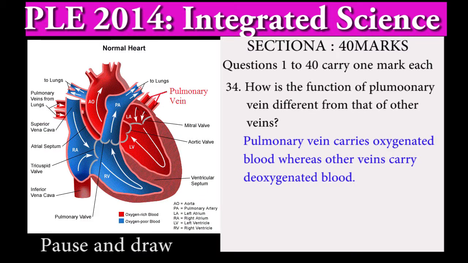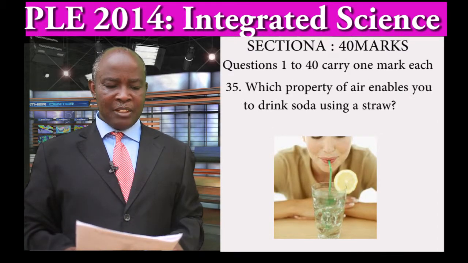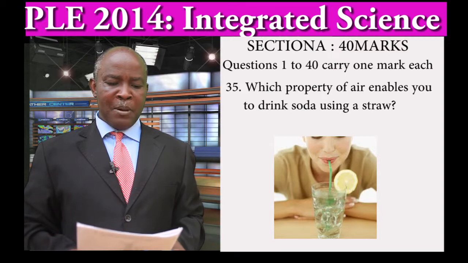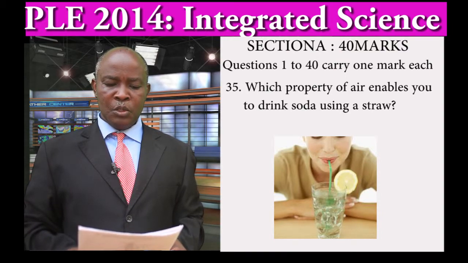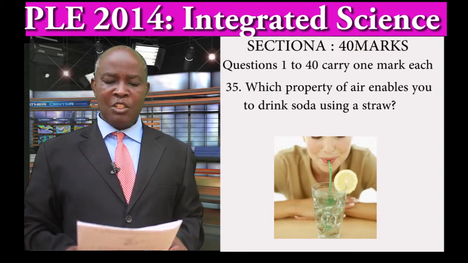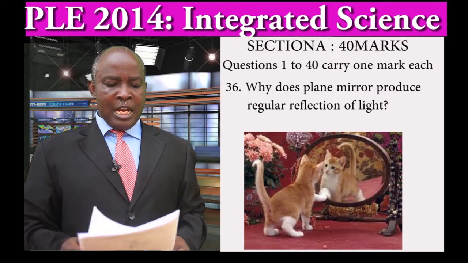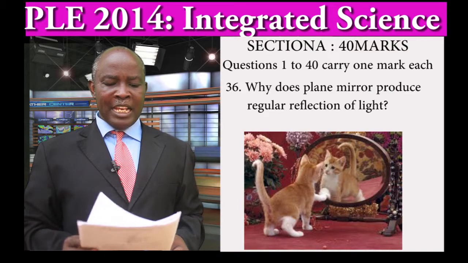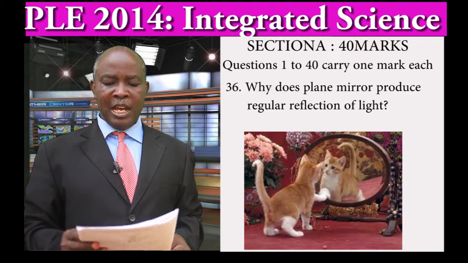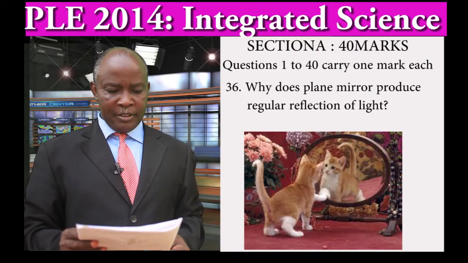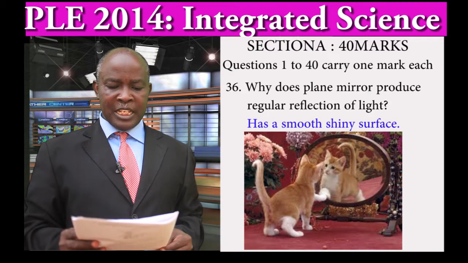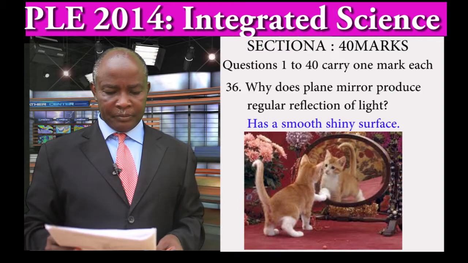Pulmonary vein carries oxygenated blood, whereas other veins carry deoxygenated blood. Number 35. Which property of air enables you to drink soda using a straw? Air exerts pressure. Number 36. Why does a plane mirror produce regular reflection of light? It has a smooth shiny surface.